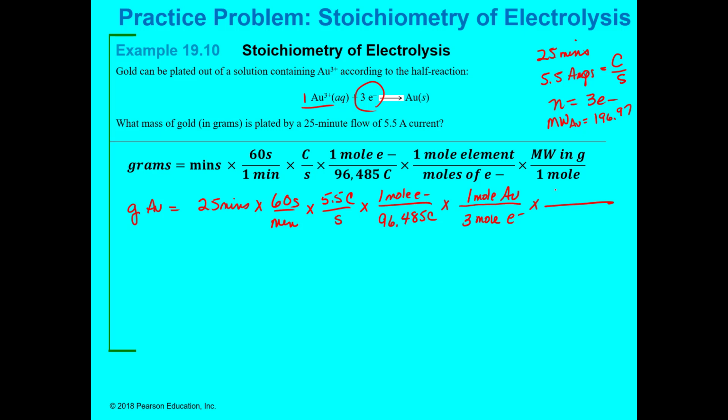times 196.97 grams of gold in 1 mole of gold. And if you look back, I have canceled all of my units: minutes, minutes, seconds, seconds, coulomb, coulomb, moles of electrons, moles of electrons, moles of gold, and I'm left with grams of gold. And so when I do all that, very carefully calculating, I'm going to have 5.6 grams of gold plated on my ring or whatever I was plating.